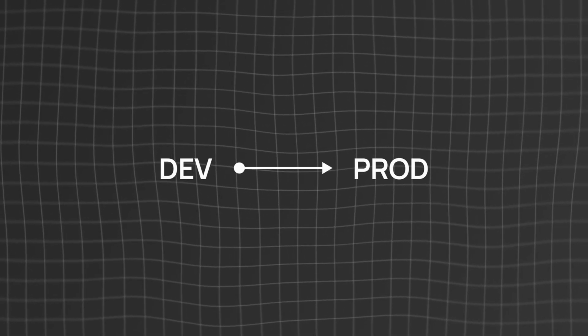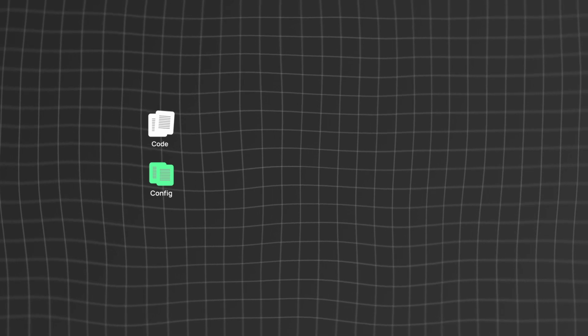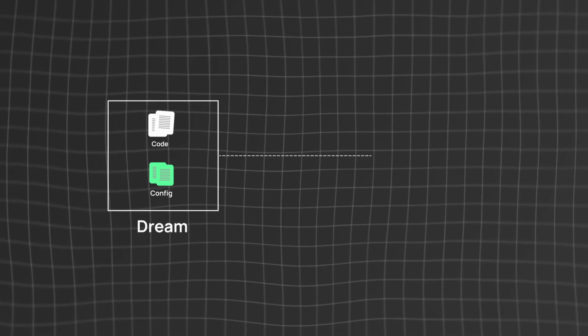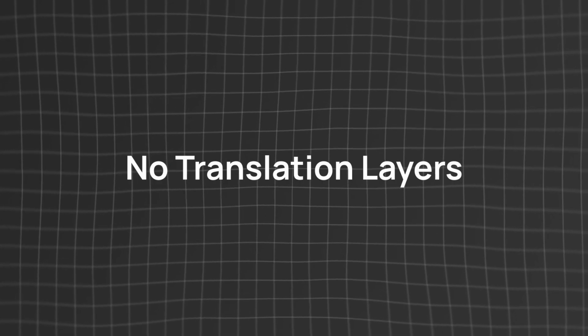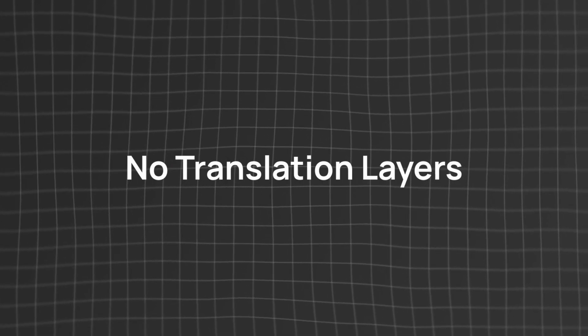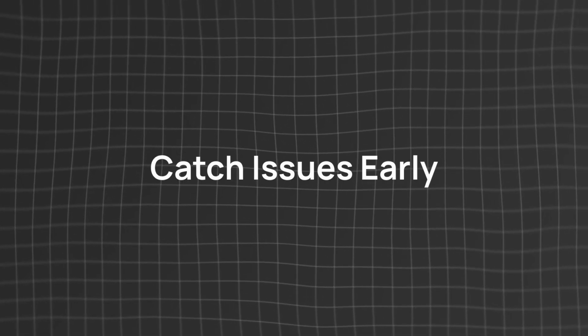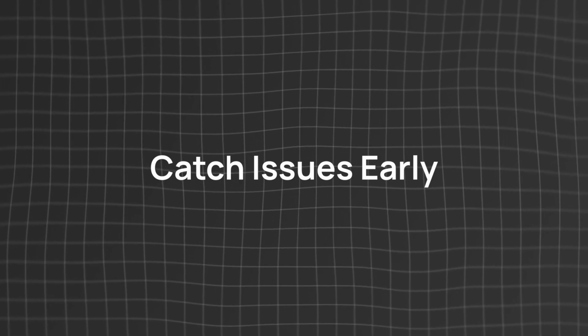The primary benefit of this approach is achieving true dev-prod parity. With Dream, the code and configuration you test locally can be deployed to a production cloud with zero changes. There are no translation layers or environment-specific surprises, allowing you to catch issues early in the development cycle.